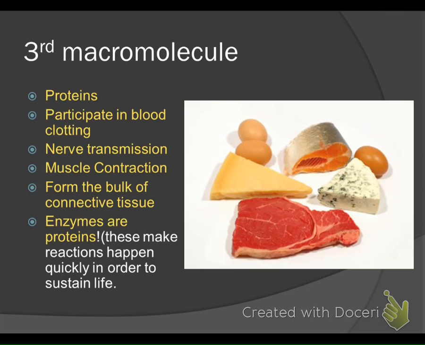The third macromolecule is proteins. This is probably one of the most important macromolecules you need to eat, regardless of whether you're a vegetarian or not. You have to have protein in your diet. It does everything. Your enzymes are made up of proteins. Your body is controlled by proteins. All of your connective tissue is proteins. Muscles are proteins. Muscle contraction is protein. You transmitting your nerve signals is all done through proteins.